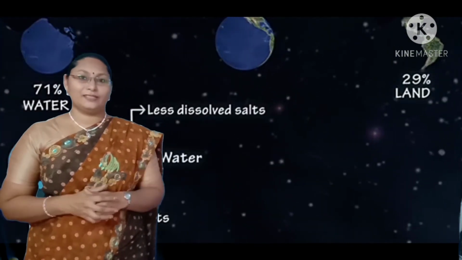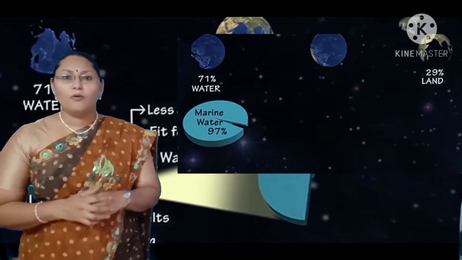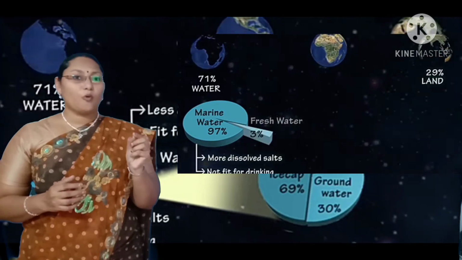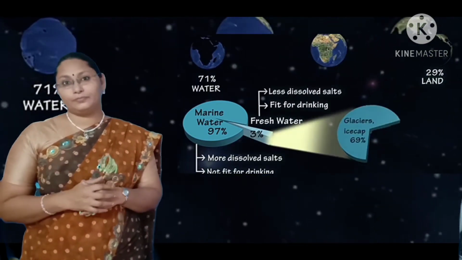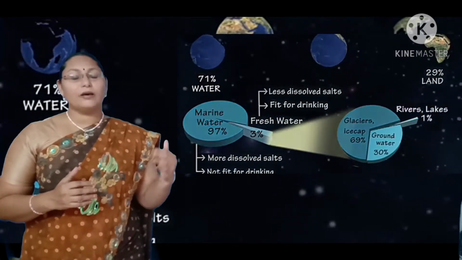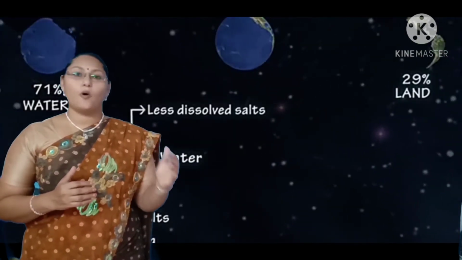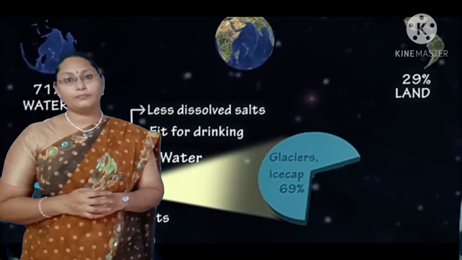The remaining good, fresh water is present in the form of ice sheets, glaciers and underground, which is also not fit for human use. Only a very small amount of water is available for human consumption. That too is present in the rivers, lakes and ponds on the earth.